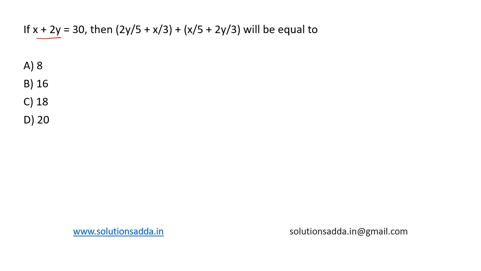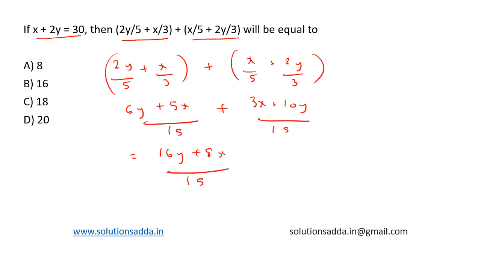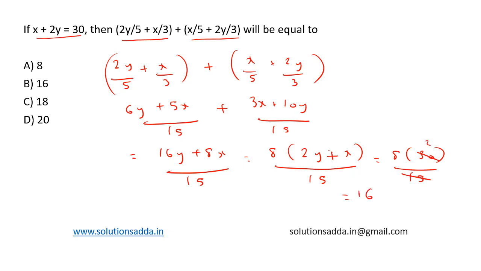This is a previous ISRO question. If x plus 2y equal to 30, then calculate 2y by 5 plus x by 3 plus x by 5 plus 2y by 3. So let's calculate 2y by 5 plus x by 3 plus x by 5 plus 2y by 3. So we have (6y plus 5x) by 15 plus (3x plus 10y) by 15. Recalculating, we have (16y plus 8x) by 15. Now taking 8 as a common factor, 8 times (2y plus x) by 15. We have 2y plus x equal to 30. So 8 into 30 by 15. Cancelling, we have the answer 16. So option B is the correct answer.